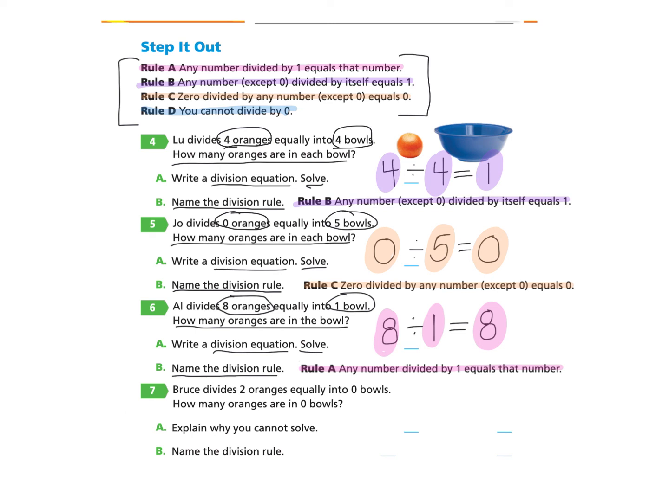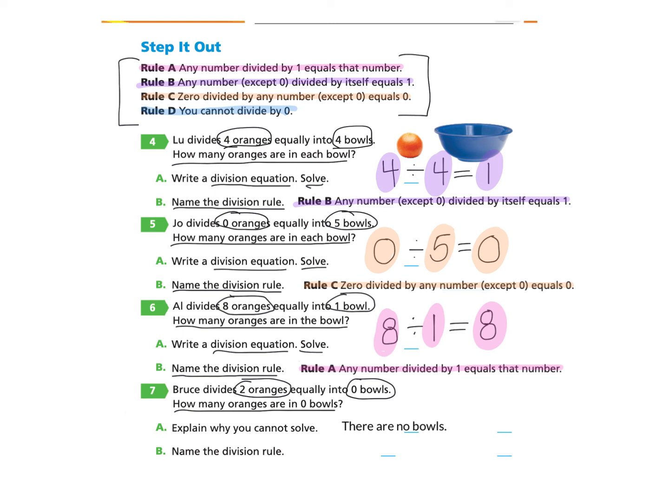All right, our final one here is part 7. And part 7 says, Bruce divides 2 oranges equally into 0 bowls. How many oranges are in 0 bowls? So we talked about this. When we have 2 oranges and we can't put them anywhere, there aren't any bowls or plates, we're trying to divide them by 0, we can't solve this. And the reason why is because there aren't any bowls. So we can explain our thinking that there are no bowls.